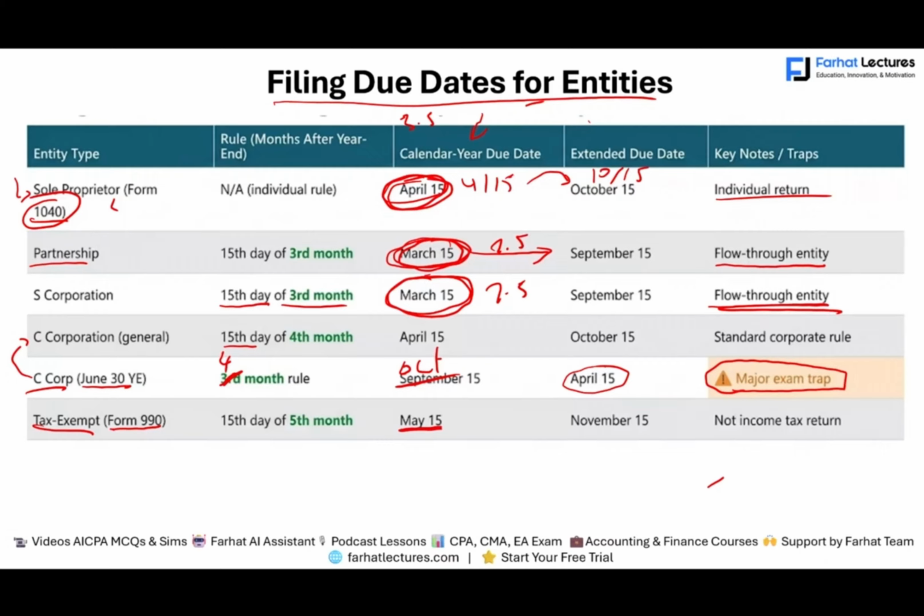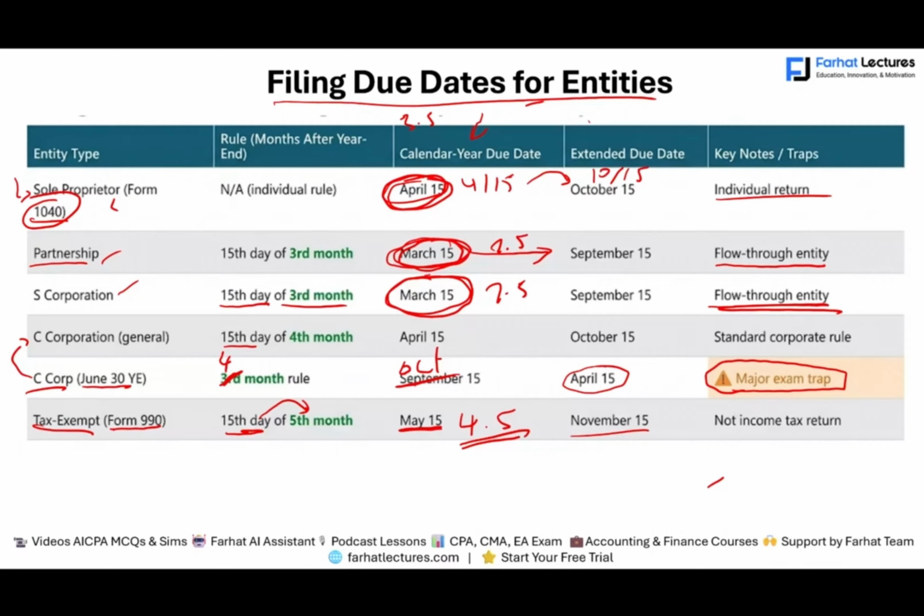Therefore, CPAs are busy completing the partnership first, the S corporation, then the individual. Then once they're done with their busy tax season, they will get to their 1040. This is what we used to do in my CPA firm, because they have till May 15th. So they have 4.5 months from December 31st. So it's the 15th day of the 5th month, May 15th. And if they want to file for an extension, they have till November the 15th.